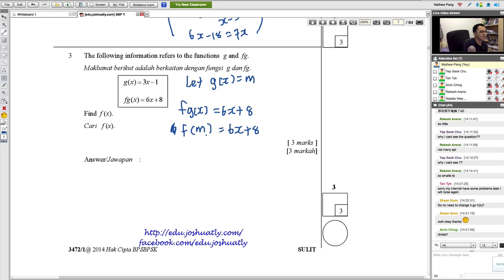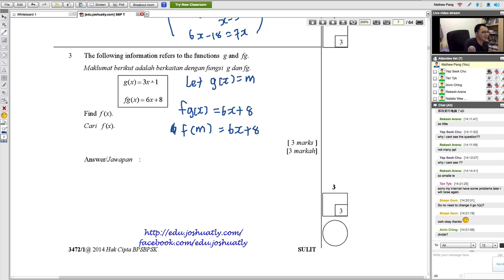So in order to find fx, that means this one fm must be in terms of m. I cannot have x. I must have fm equals to something m plus something. Alright, so this is my basic idea. But the problem is I have x here. How do I change this x into the m? Then you will need to use the first equation over here.